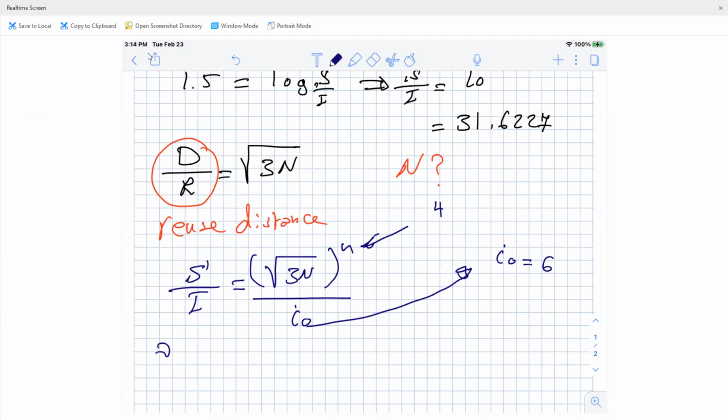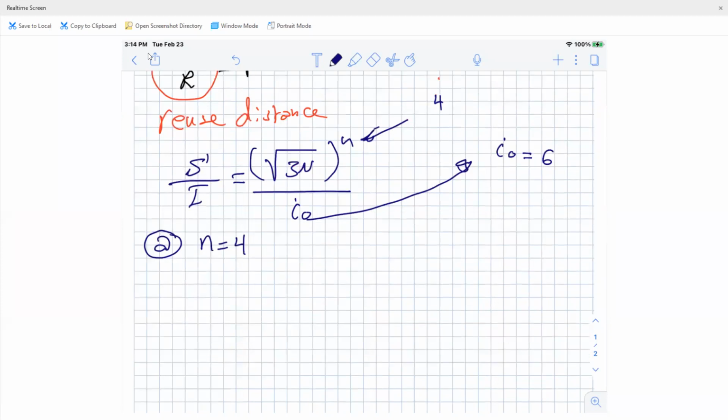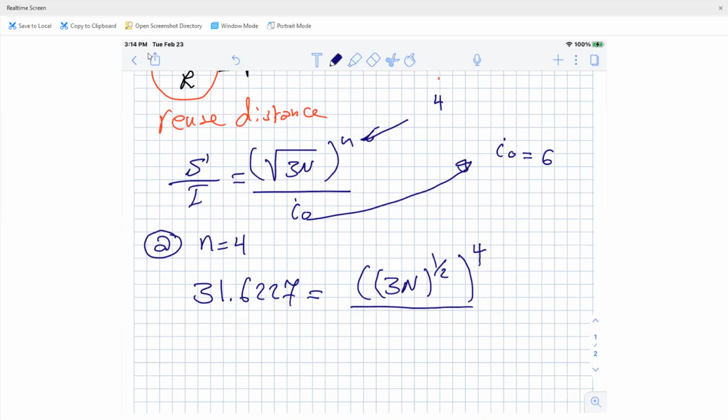Now let us go to branch A. In branch A, n small equals 4. Now substitute in the previous equation. So we have 31.6227 equals the square root of 3n. Square root means what? Raise to power 1 over 2. Then raise to power 4 and divided by 6. Is it clear or not?